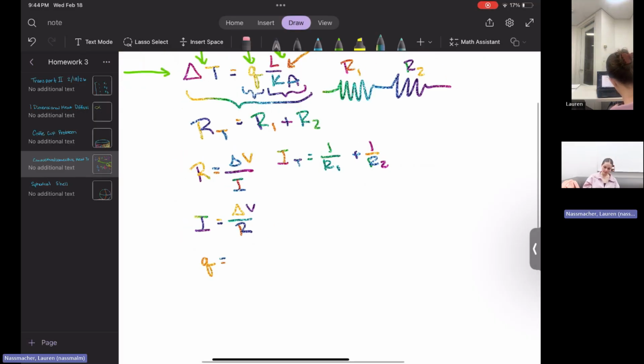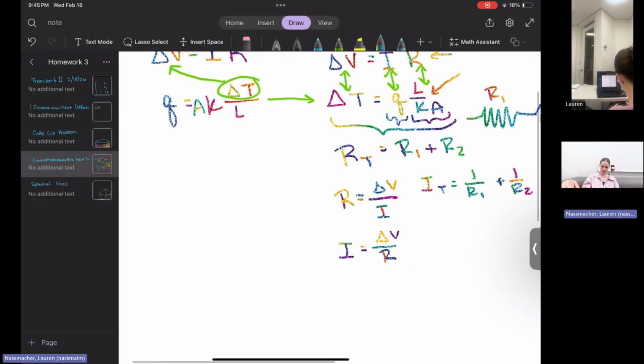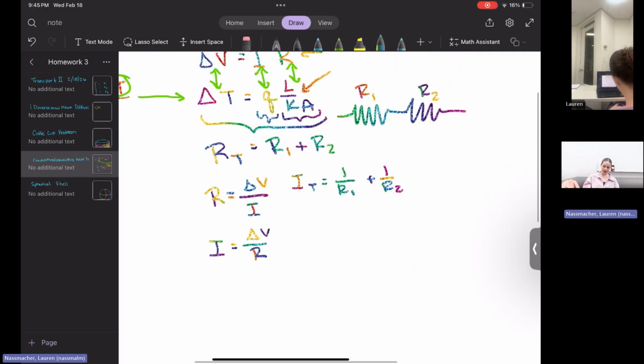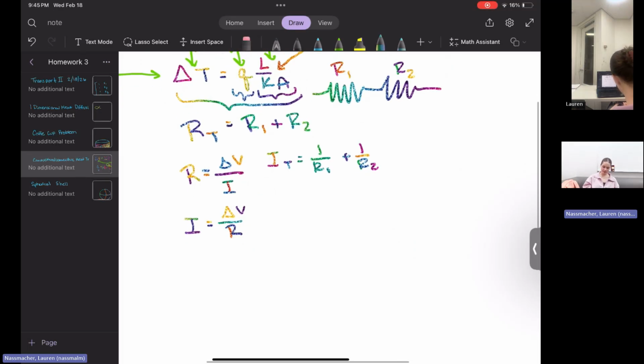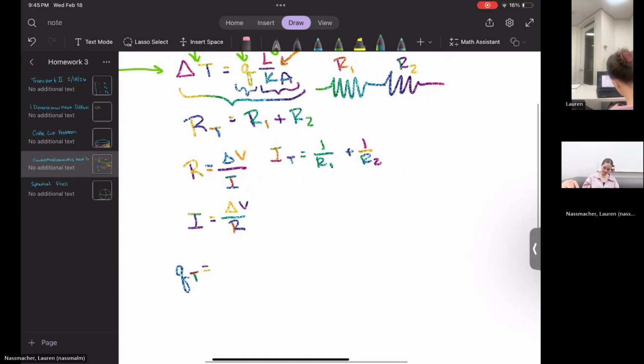So let's rewrite this again, or we can just look over here at this equation. Our heat flow is equal to our area multiplied by our thermal conductivity multiplied by our change in temperature divided by our length. And when we rearrange it, it equals this. And now if we look at it in terms of thermal resistance, we can find that our total heat flow, just call it QT, is equal to our change in temperature divided by our length divided by our thermal conductivity multiplied by our area.